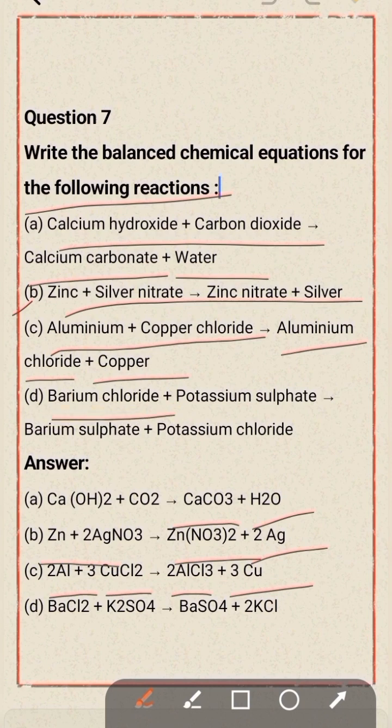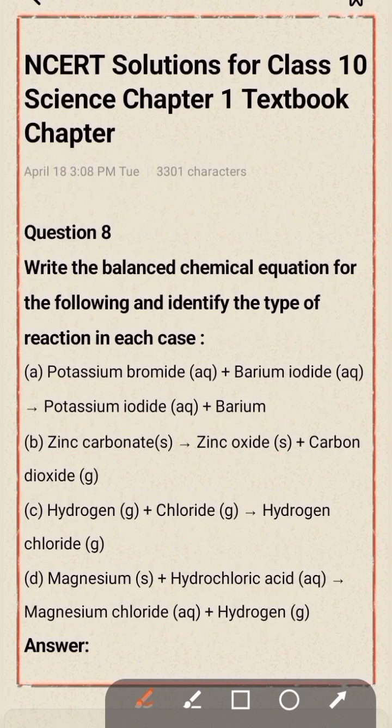Next part, that is D. Barium chloride plus potassium sulfate product form barium sulfate plus potassium chloride, that is BaCl2 plus K2SO4 product form BaSO4 plus 2KCl. Question number 8.